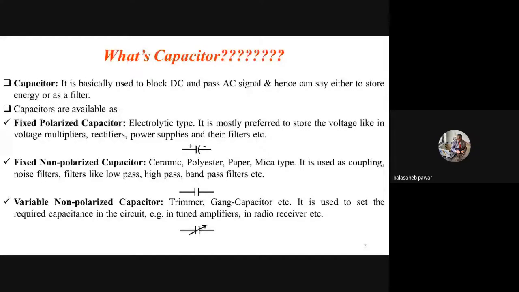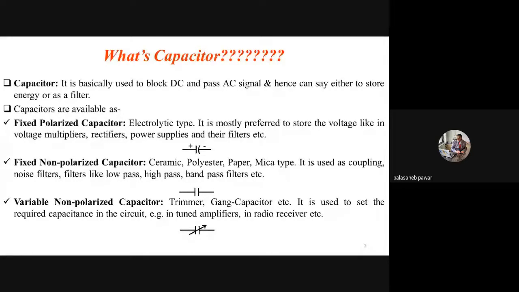So what is a capacitor? Basically, we generally say it is used to block the DC and to pass the AC signals. Hence, we can say the capacitor can be used to store energy, or it is a device which is used for that. How it blocks the DC and passes the AC, we will discuss in detail in the next slide.